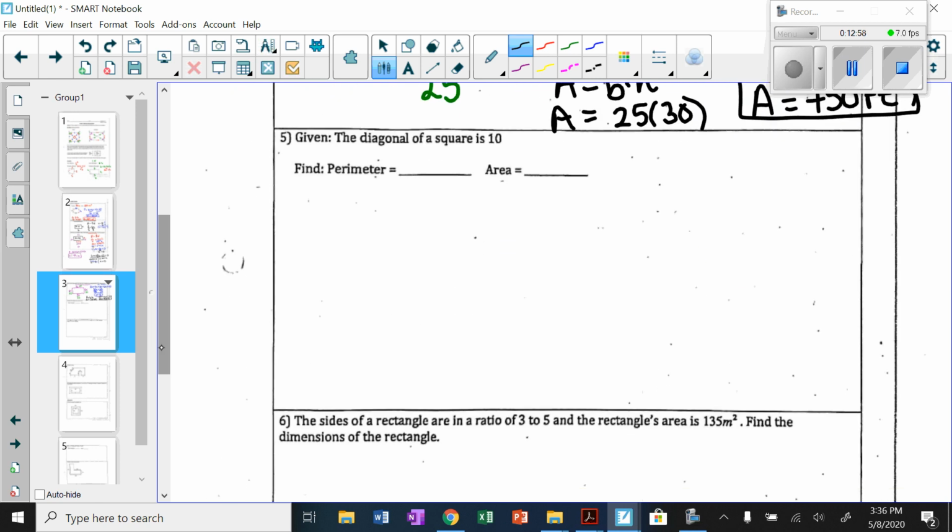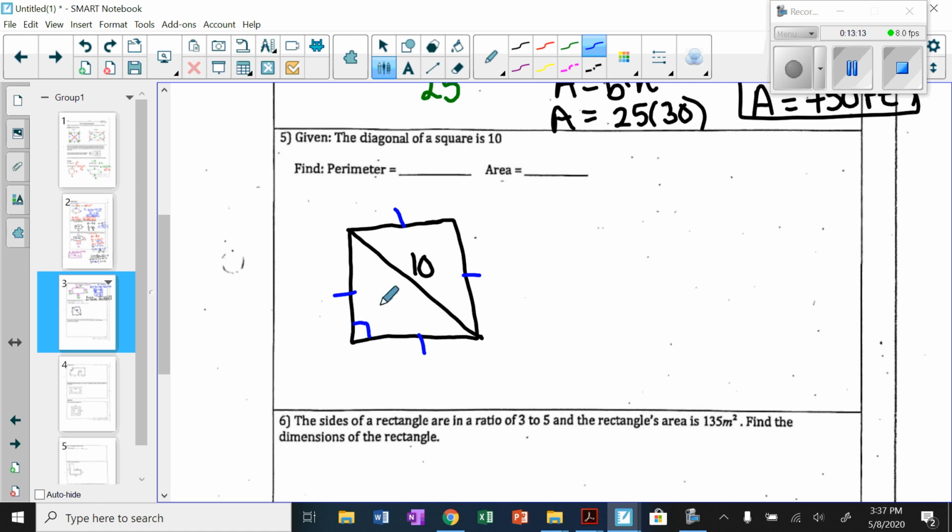All right, the diagonal of a square is 10. Find the perimeter, find the area. Okay, so let's come up with a square. They're saying the diagonal is 10. Now remember about a square, all the sides are congruent, all the angles are right angles, but the diagonals also bisect the angles. So we actually have two 45, 45, 90 triangles here.